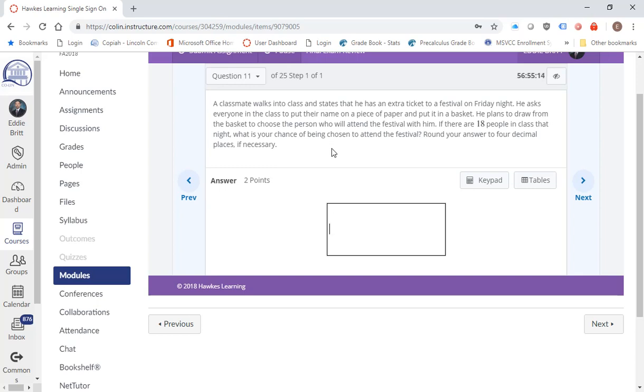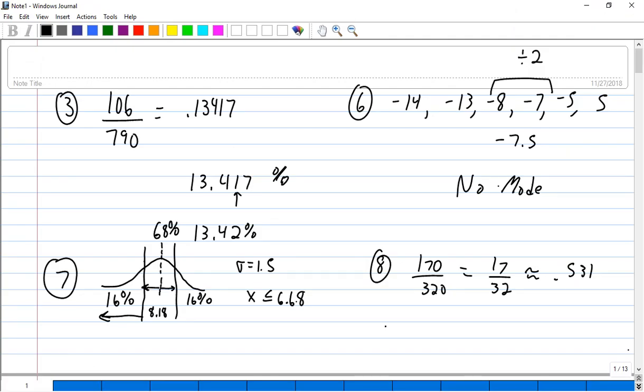All right, this is a uniform distribution. No, this is just a regular probability problem. It says a classmate walks to a class and states he has an extra ticket for a festival on Friday night. Then he puts everybody's name in the hat. There are 18 people. What are the chances that one would be chosen? Well, if he's only going to choose one and there's 18 people, then that's going to be 1 out of 18. So 1 over 18.